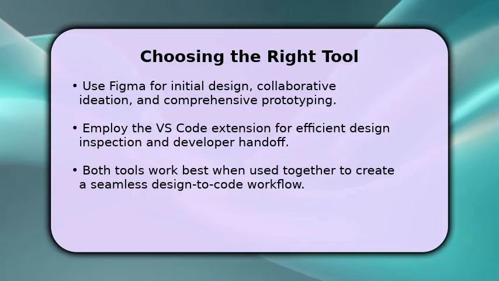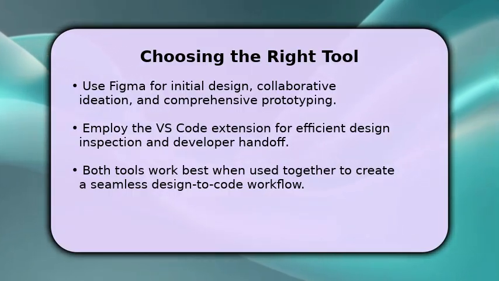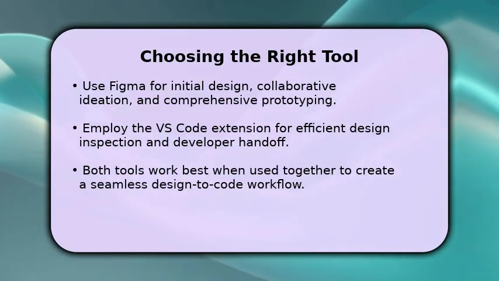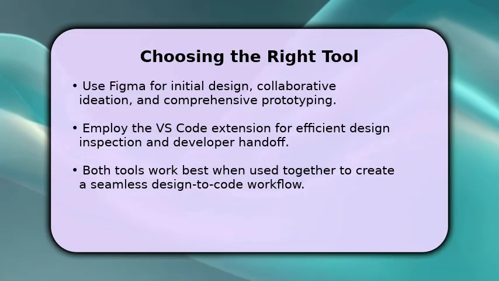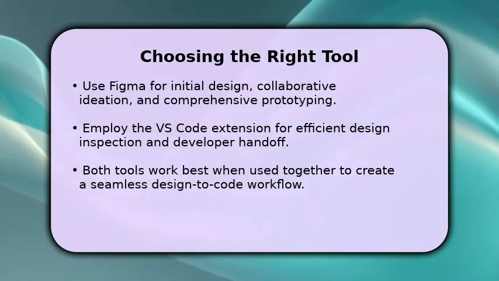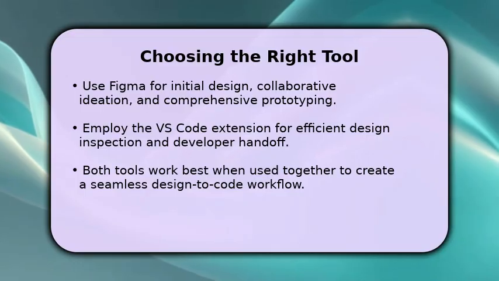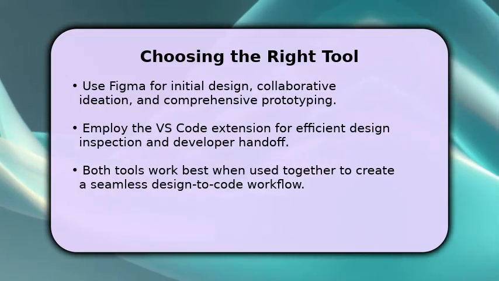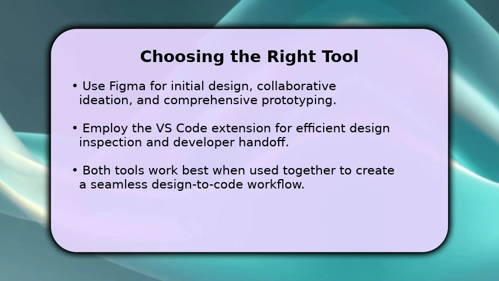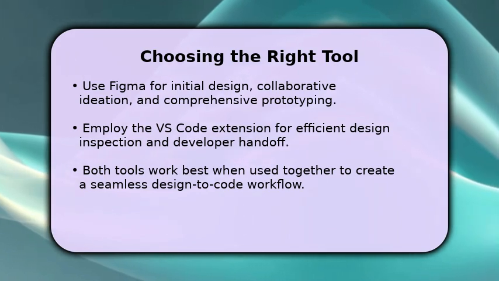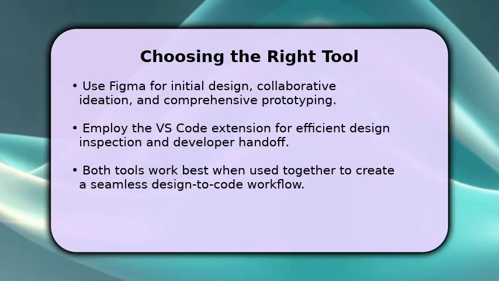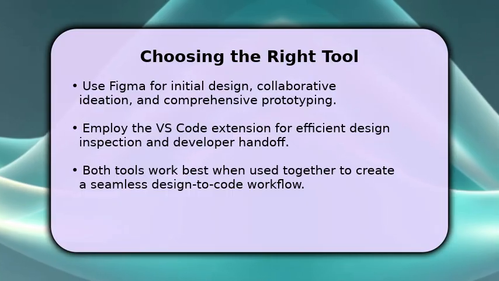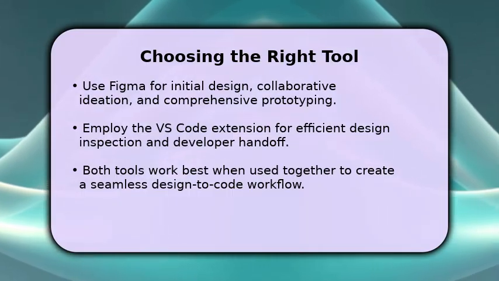Figma is unparalleled for initial design, collaborative ideation, and creating interactive prototypes. It is the primary canvas for designers. The VS Code extension, conversely, is invaluable for developers, offering direct access to design specifications and assets within their coding environment. Ultimately, these tools are not mutually exclusive. They are complementary. Using them together creates a highly efficient and integrated design-to-development workflow, optimizing productivity for the entire team.